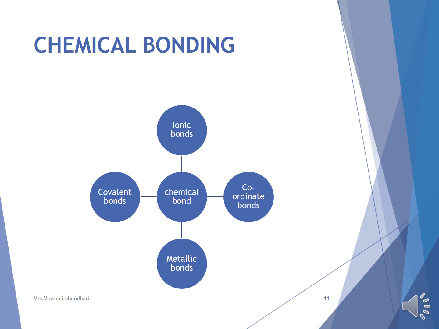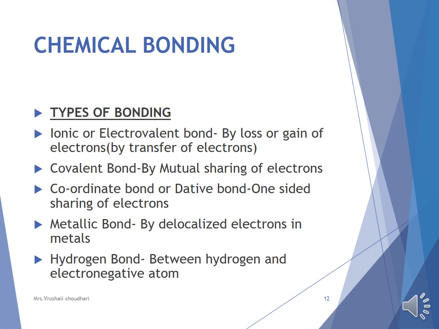In the next lecture, we are going to learn chemical bonding, how metals and non-metals attach with each other by sharing and losing electrons. We are going to learn 4 types of bonding. Ionic or electrovalent bond, obtained by loss and gain of electrons. Covalent bond, by sharing of electrons. Coordinate bond, one-sided sharing of electrons. Metallic bond, by delocalized electrons in a metal. Hydrogen bond, between hydrogen and an electronegative atom.